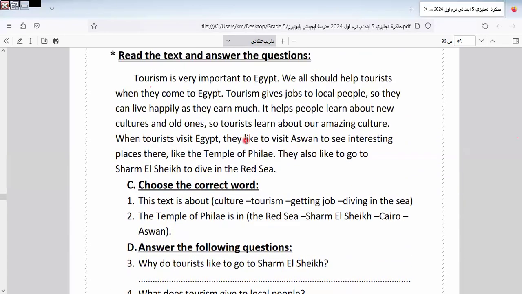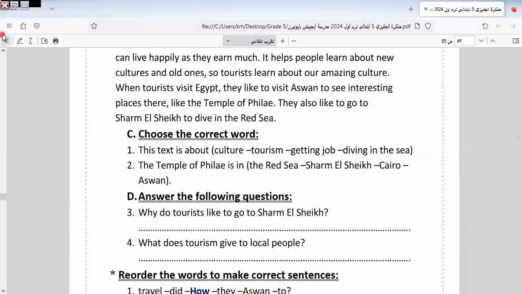So the text is about what? The text is about tourism. So the answer will be tourism. The temple of Philae is in what? In Aswan. So I select this one. Why do tourists like to go to Sharm el-Sheikh? To dive in what? To dive in the Red Sea. This is number 3. Okay, this is number 3.